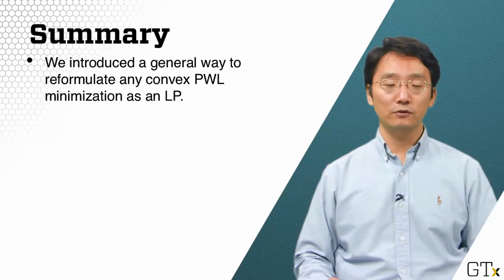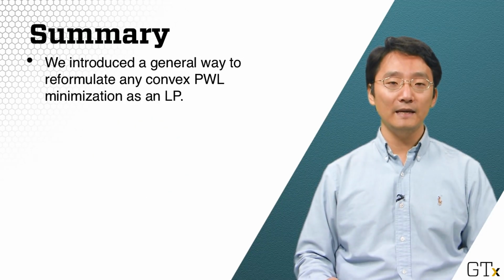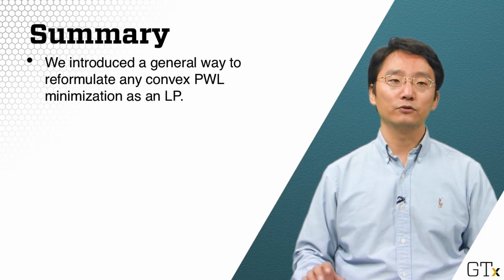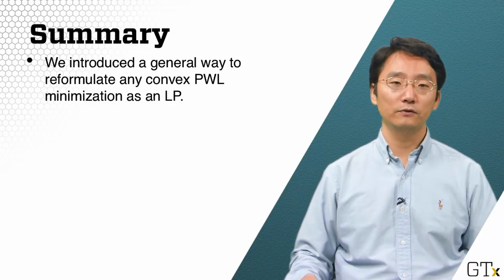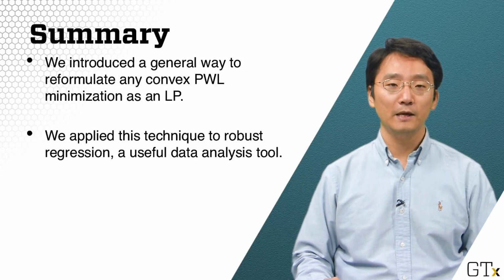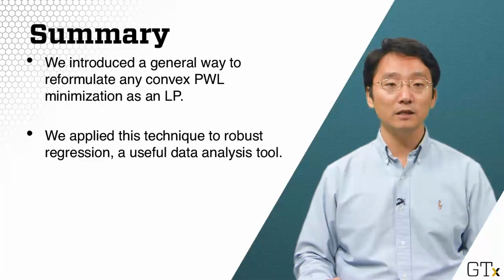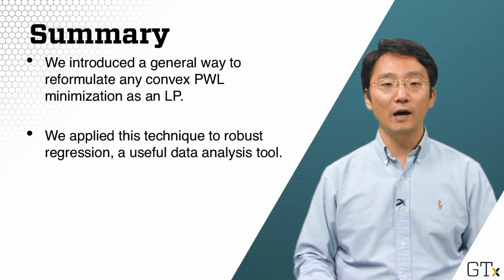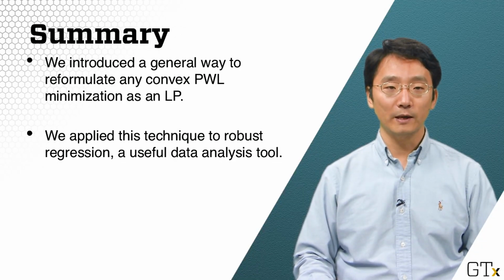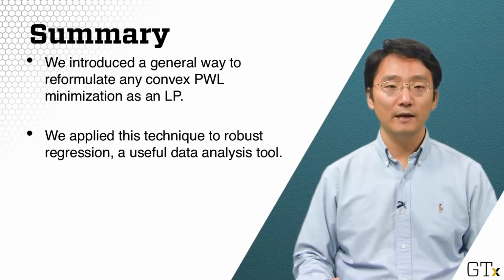Let's summarize. We introduced a general way to reformulate any convex piecewise linear minimization problem as an LP by introducing a new variable and moving the objective to the constraint. And we applied this technique to a machine learning problem called robust regression. The focus here is not the formulation of the problem, but how to reformulate the robust regression model as a linear program.